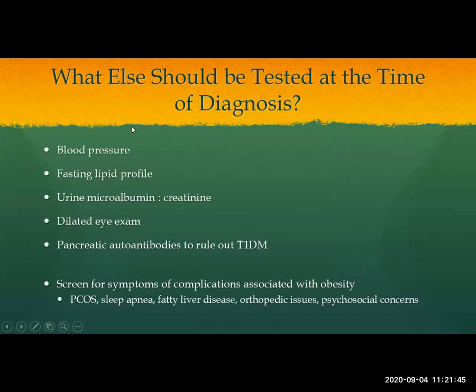So these are some of the things that we look for, right? So the blood pressure. Yeah, exactly. So some of the comorbidities like fasting lipids, you want to check the urine microalbumin to creatinine ratio. Eye exam, and then always, if someone fits the criteria of diabetes, you want to rule out type 1, because even in patients who are obese, have acanthosis, they can still develop type 1 diabetes, and because the treatment is so different, you want to make sure that you're not missing something.